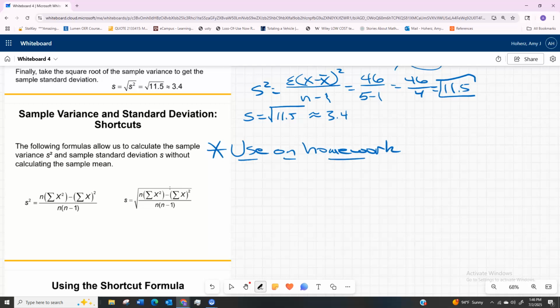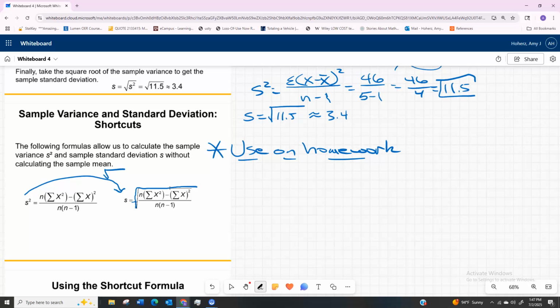Okay, so the first one is s squared, and the second one is just s, and you can see again the only difference between s squared and s is that s has a square root over it. So to get from s squared to s, we just do a square root. And that gets rid of the square on the s, and we've already got this value calculated.